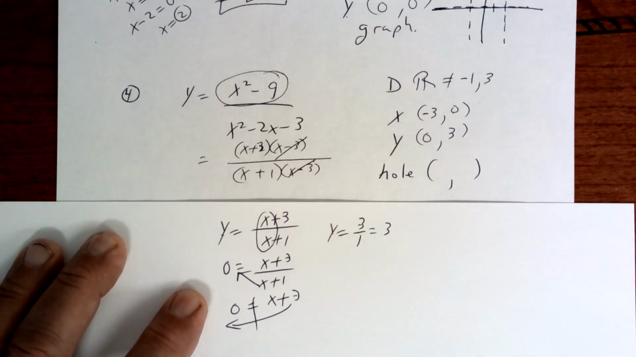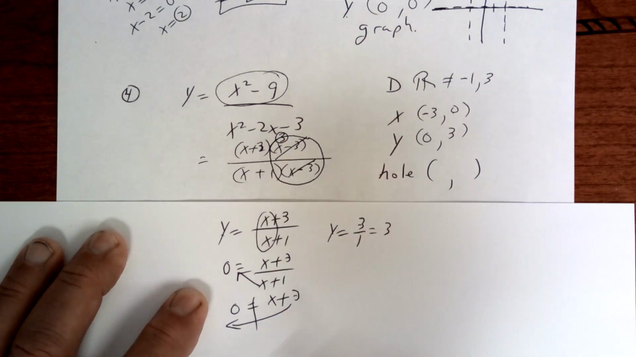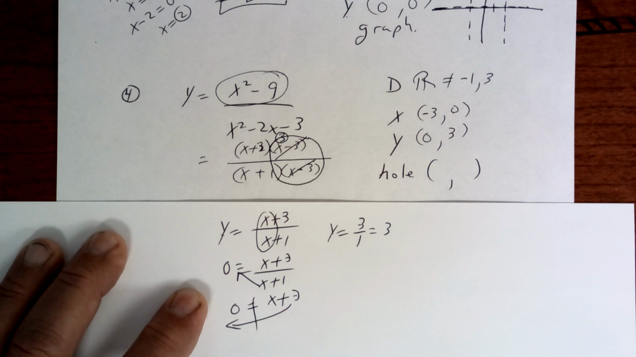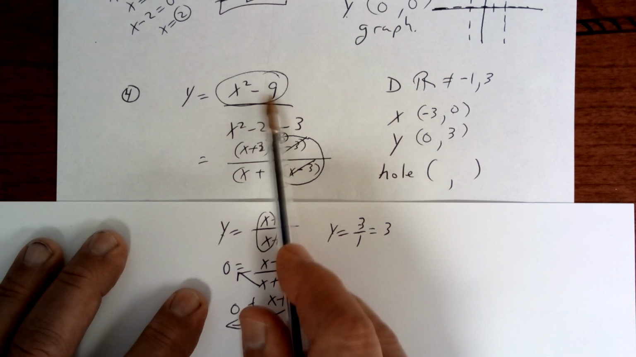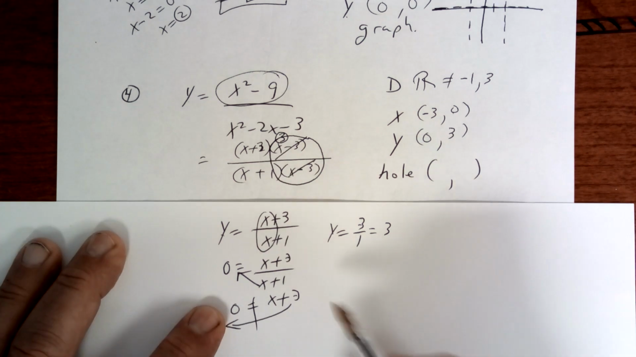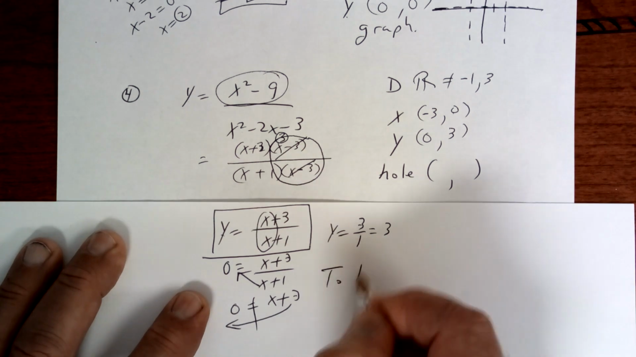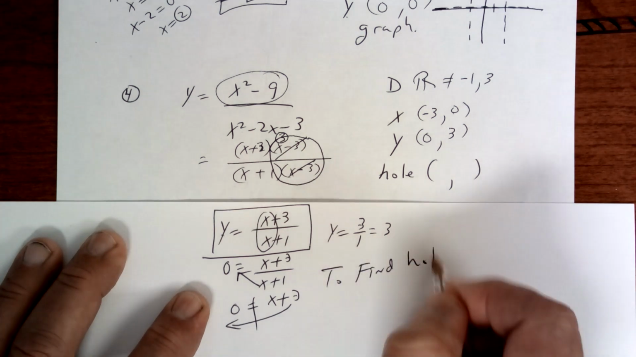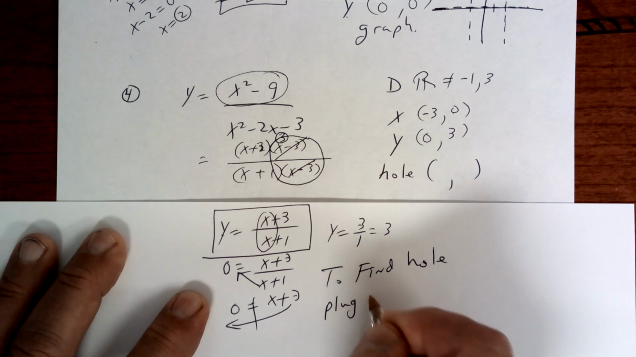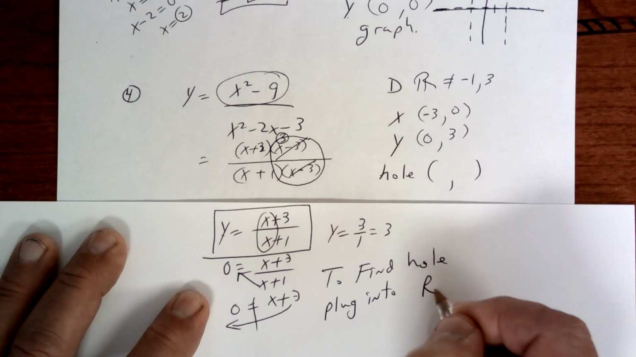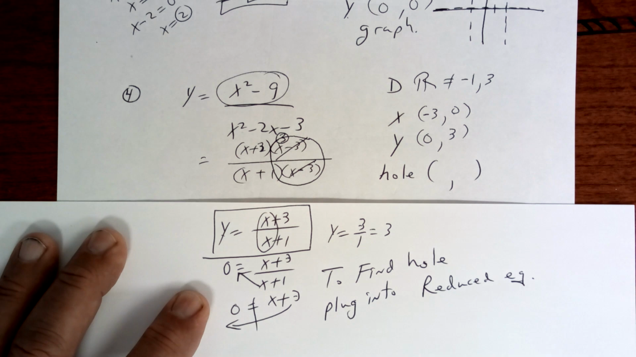Now this is a hole here at 3. 3 minus 3, that's going to give you a hole. So you don't plug 3 back into the original equation. You plug it into the reduced equation. Write that down. To find the hole, you plug it in, plug into the reduced equation to find the hole.